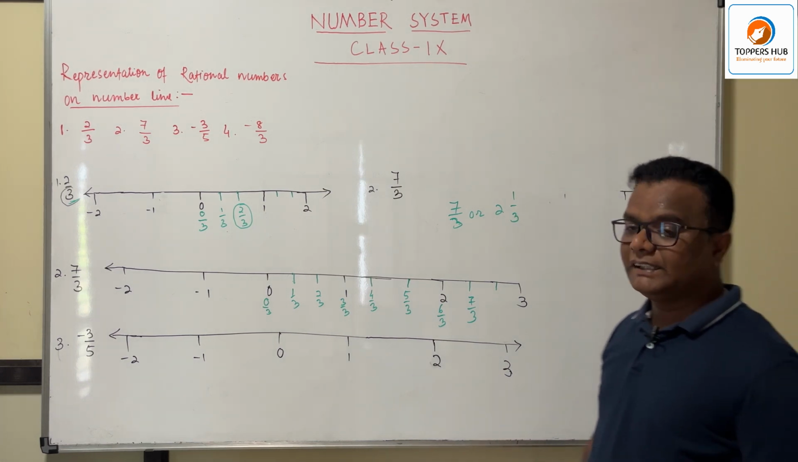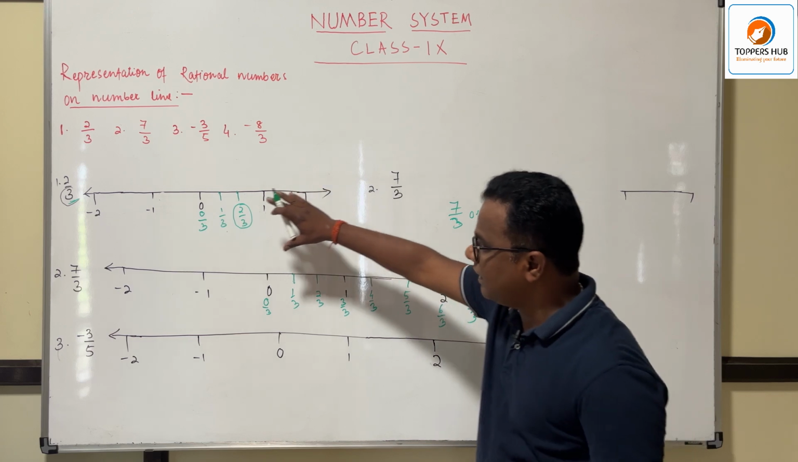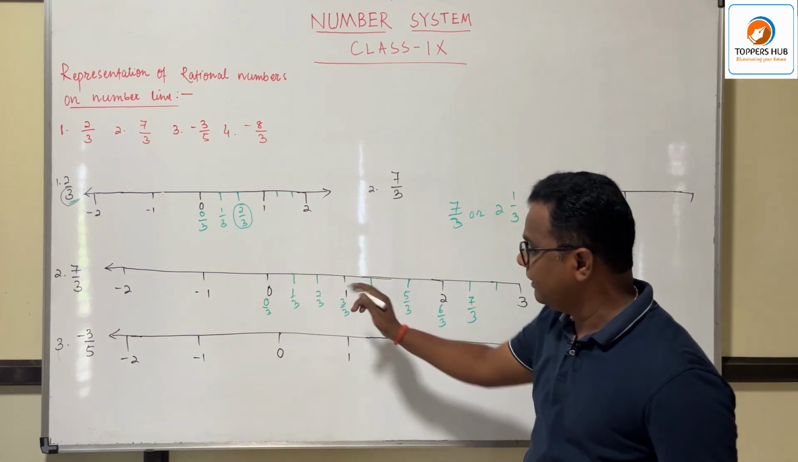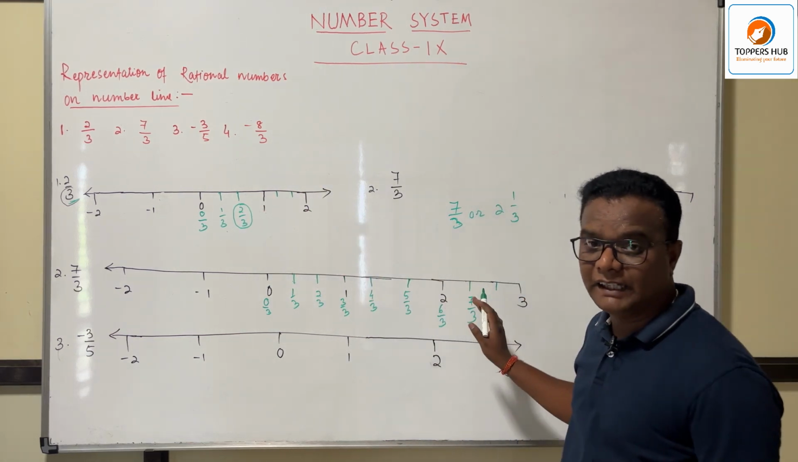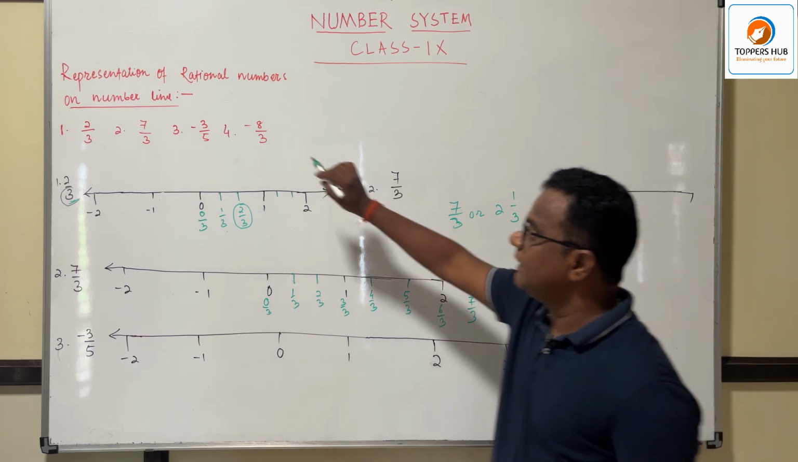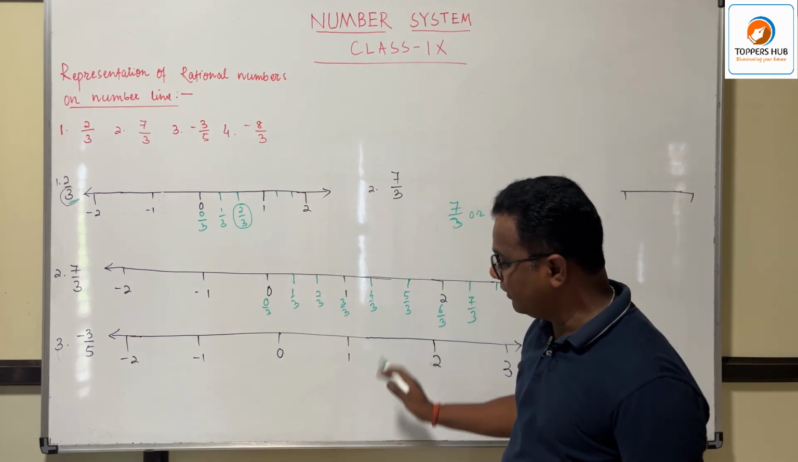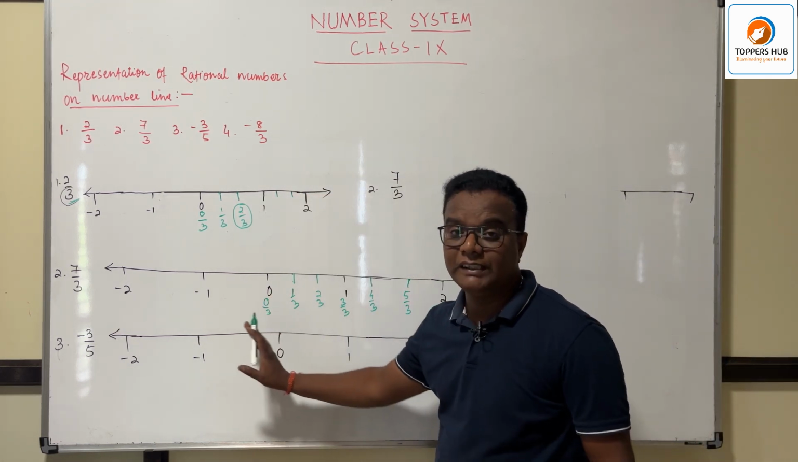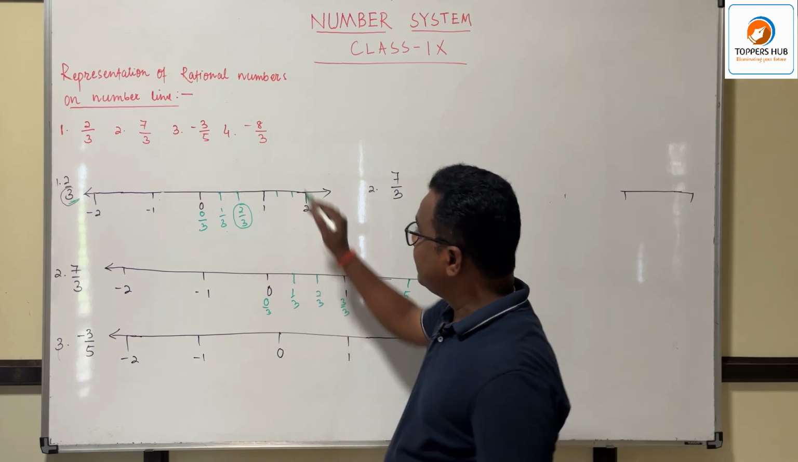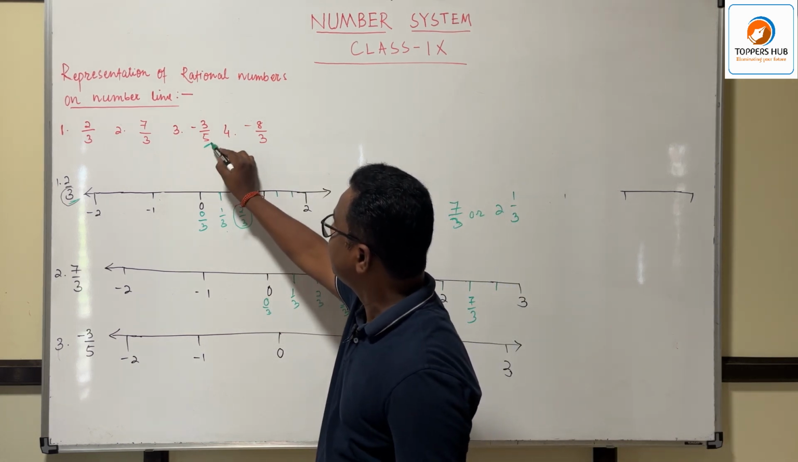Next one is minus 3 by 5. These numbers are positive numbers, so we represent them on the right side of the 0, but this is a negative rational number, so we'll show these numbers on the left side. Similarly, here the denominator is 5.